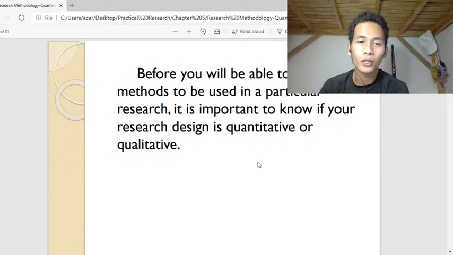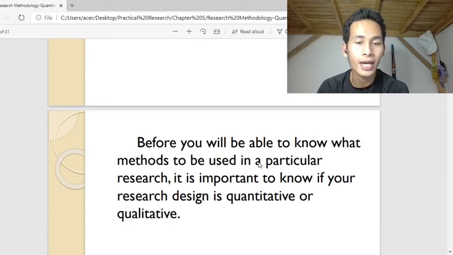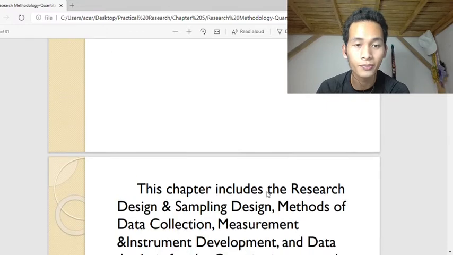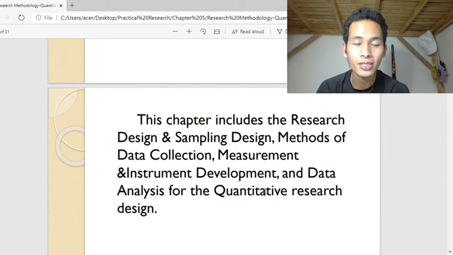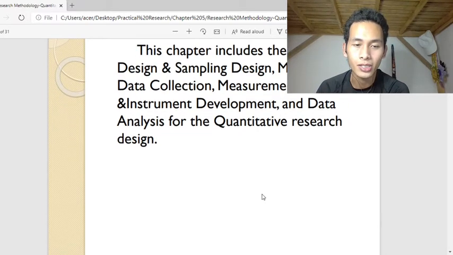Before you will be able to know what methods to be used in a particular research, it is important to know if your research design is quantitative or qualitative, diba? Quantitative or qualitative. So before doing anything else, emphasize whether what design are you going to conduct, quantitative or qualitative. As what I've mentioned, this course will be focusing on quantitative research. Now, this chapter includes the research design, the sampling design, methods of data collection, measurement, and instrument development, and data analysis for the quantitative research design.